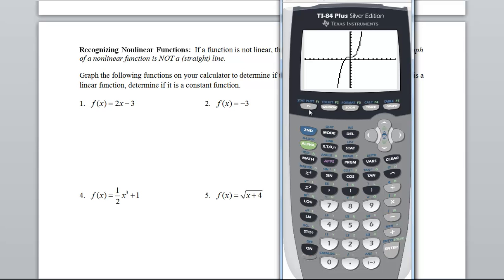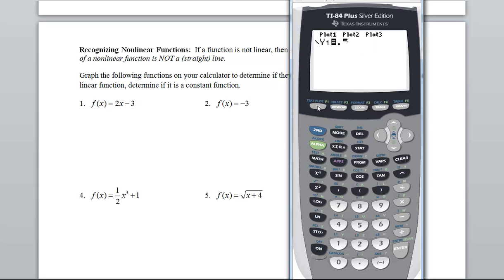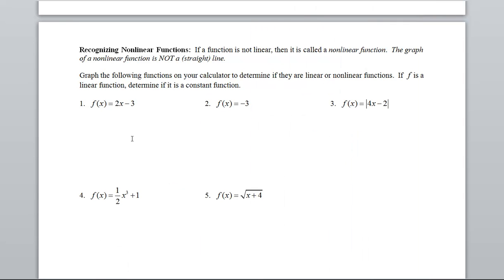Let's see, one more. I believe, yep, number 5. Square root of x plus 4. There's a curvature to it. It is not a straight line. So the only two linear functions that we have are number 1 and number 2.